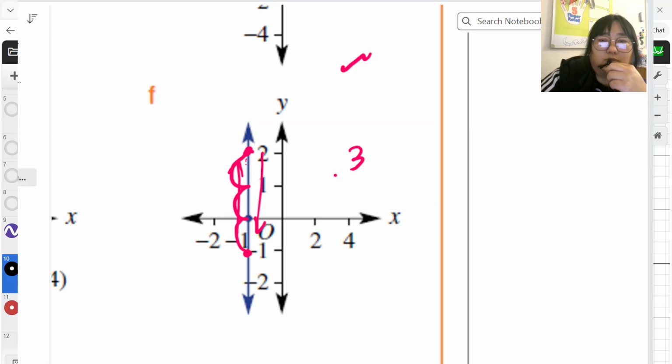So rise is 3. But then we check the run. Run will be negative 1 at the beginning and negative 1 still at the end. So negative 1 take away negative 1, that means I have no running. So that will be 0 running. And 3 over 0, we know from primary school cannot work in this way. So for this vertical straight line, it means the gradient is undefined.